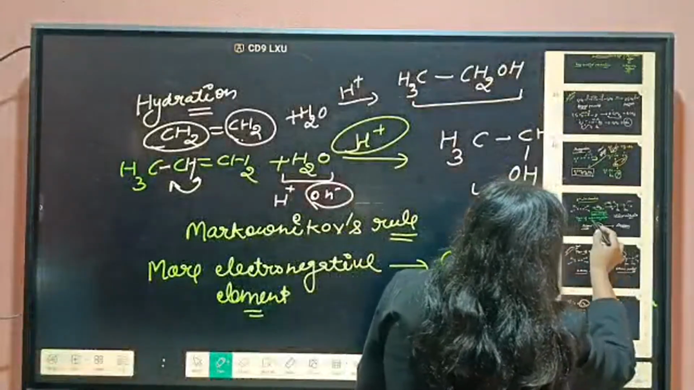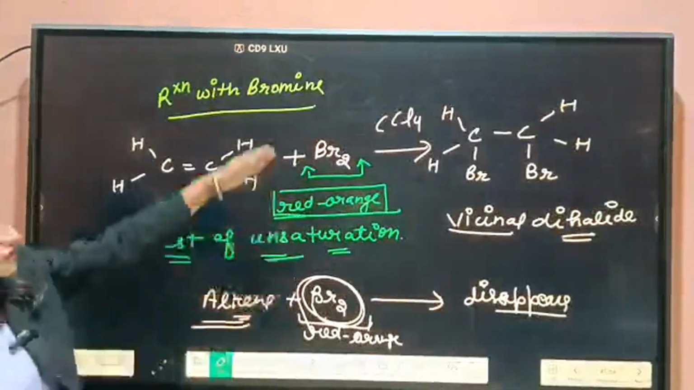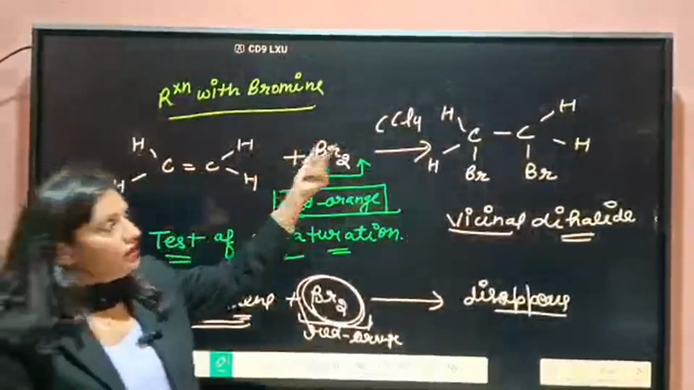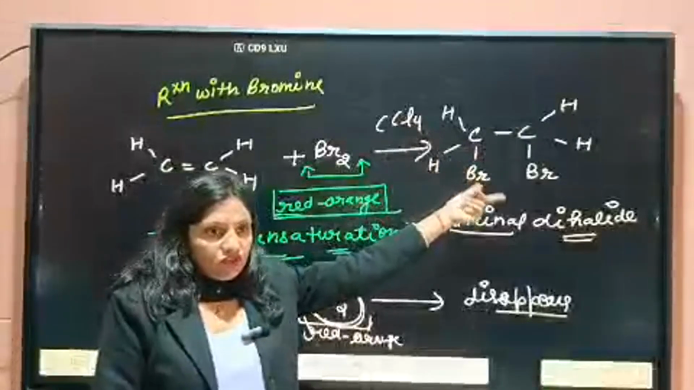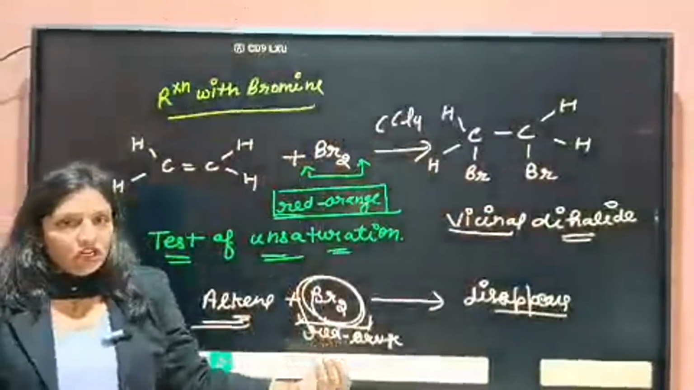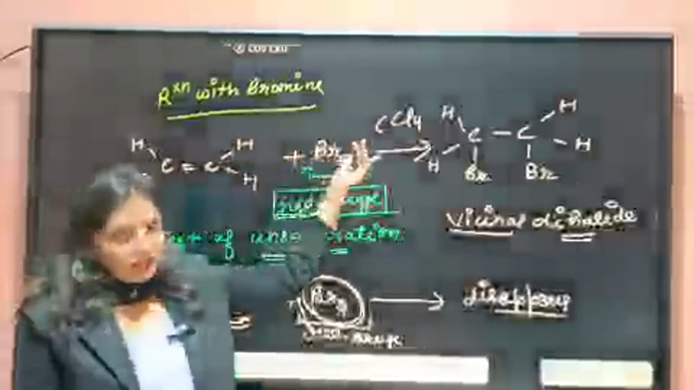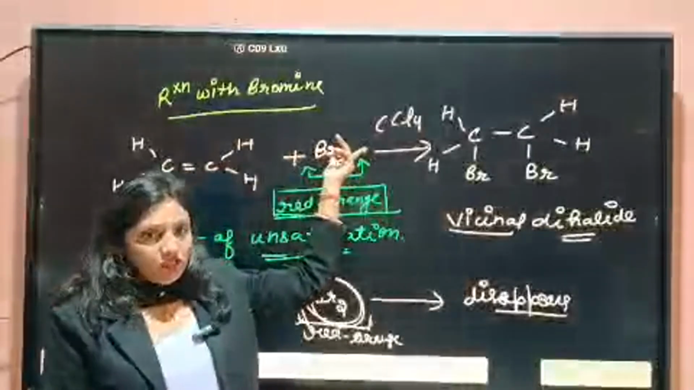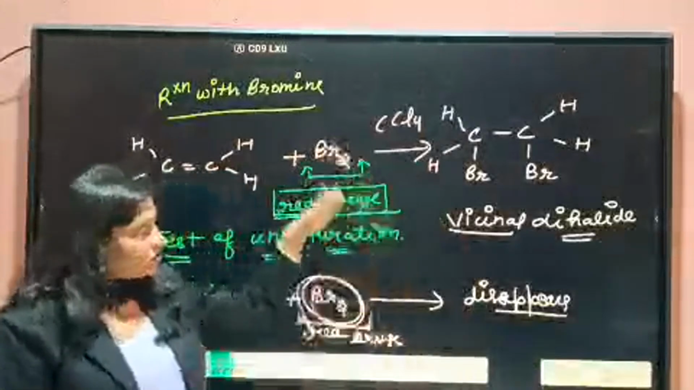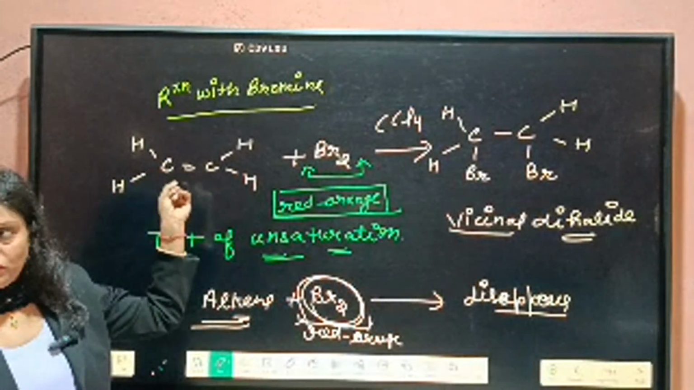So students, we have completed the chemical properties of the alkene. First we discussed the reaction with bromine. With bromine, alkene converts into vicinal dihalide. It is also known as the test of unsaturation. Why? Because the alkene decolorizes the bromine, and this decolorization happens in the presence of an unsaturated compound.